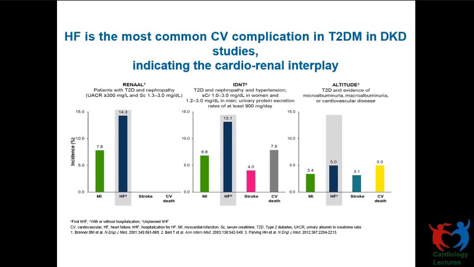Heart failure is the most common cardiovascular complication in type 2 diabetes, and in diabetic kidney disease studies it indicates cardiorenal interplay. You see three important trials: RENAL, DNT, and ALTITUDE. The prevalence of heart failure is almost 14.3% in the RENAL study and about 5% in the ALTITUDE study, so it depends on the subset. It ranges from 5 to 15%. So there is a relatively very common coexistence between diabetes, diabetic kidney disease, and heart failure.